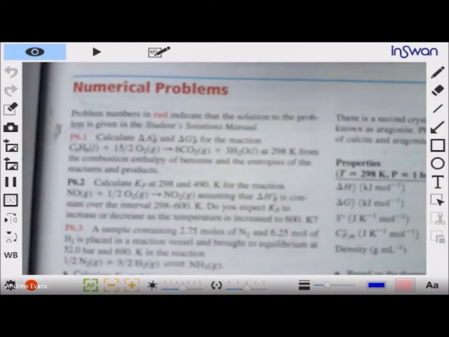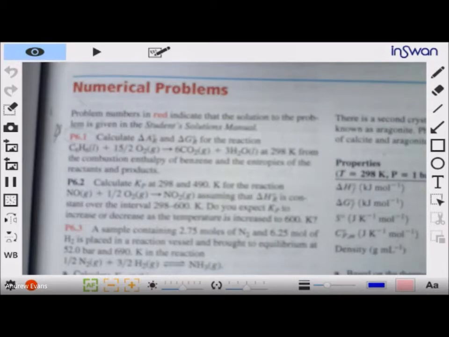Problem 1. Calculate the Helmholtz energy of reaction and the Gibbs energy of reaction, the standard energy of reactions for the combustion of benzene at 298 Kelvin, using the enthalpy of combustion of benzene and the entropies of the reactants and products.